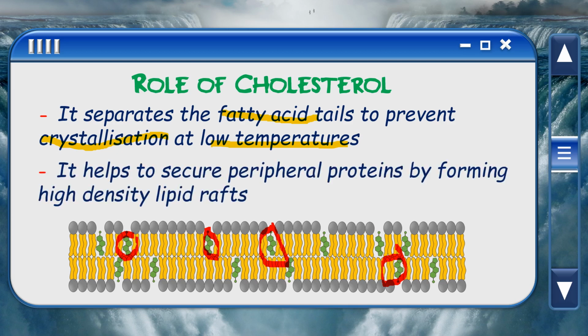It helps to secure peripheral proteins by forming high-density lipid rafts. We are saying it secures and supports the peripheral proteins by forming high-density lipid rafts.